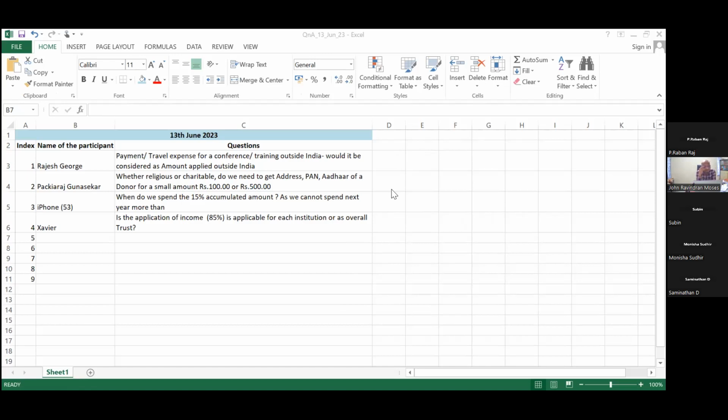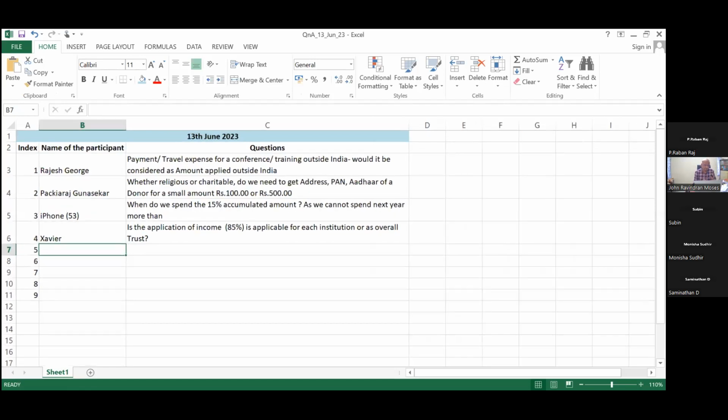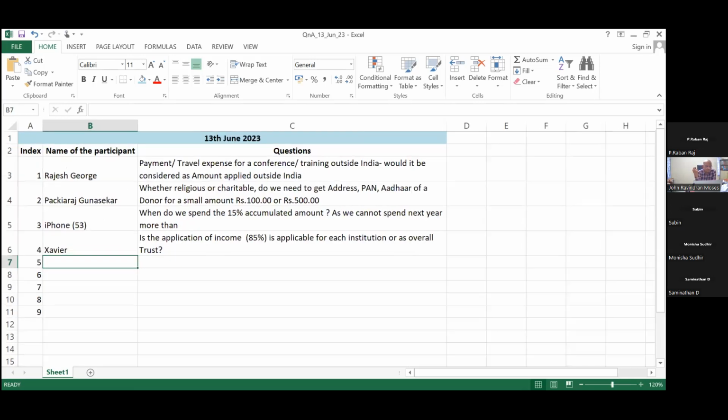Travel expenses for a conference or training outside India, would it amount to application outside India? I think I've explained, Mr. Rajesh. See, when you're traveling outside to get trained and come back and use that experience and learning in India, then it is not an application outside India. Whereas when you travel outside India for the purpose of preaching there, you get an invitation to preach there, the primary aim of traveling is preaching there, then it is an application outside India.